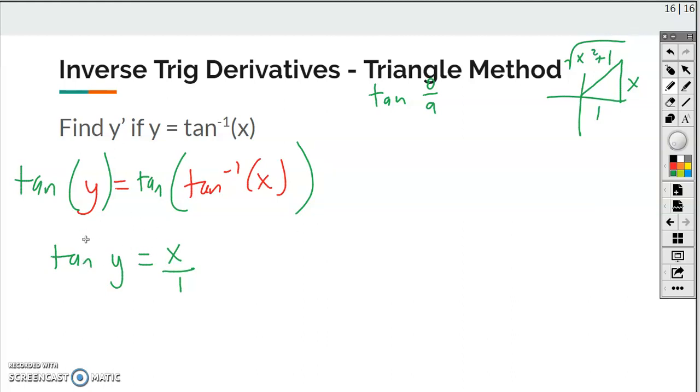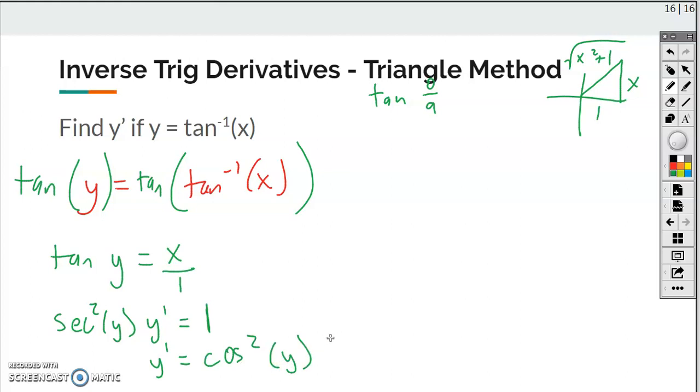Going back here, I'm going to use implicit differentiation to take the derivative on both sides. So the derivative of tangent is going to be secant squared of y. And then remember to use the chain rule, so the derivative of y is y prime, or dy dx. The derivative of x is just 1. To get the secant squared to the other side, you can either divide by secant squared, or I like to multiply by cosine squared of y. The ratio for cosine is adjacent over hypotenuse.